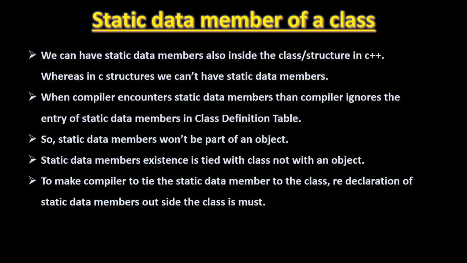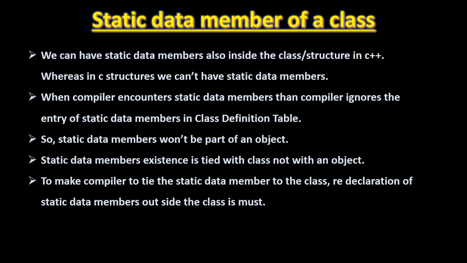Whenever we are creating an object, the compiler will check what the class definition table contains, so what data members it consists of. Based on that, it will allocate the memory for the object, and that particular assembly code will be generated. But what will happen to the static data members? They will be ignored. They are not part of the class definition table, so you can say they are not part of your object either.